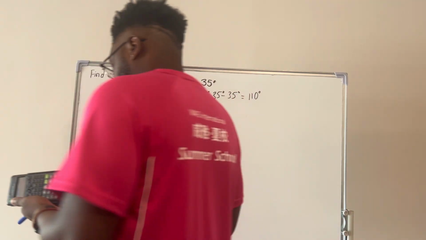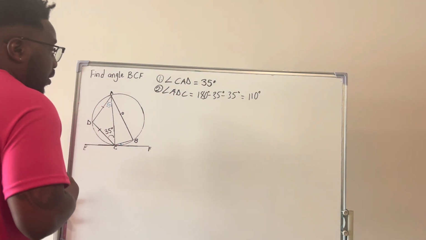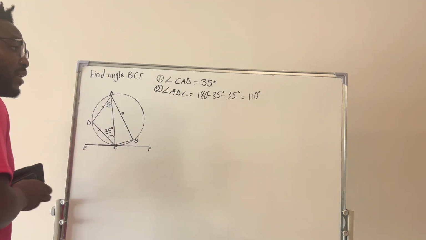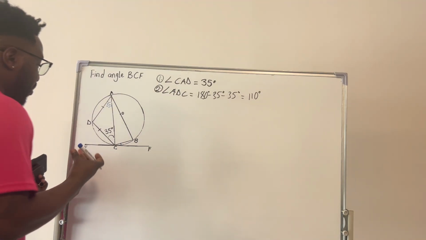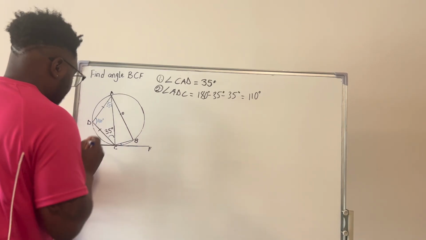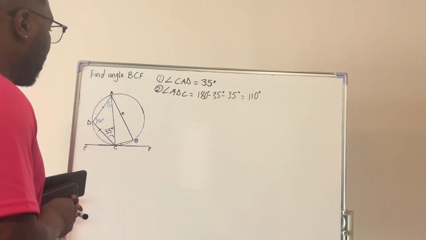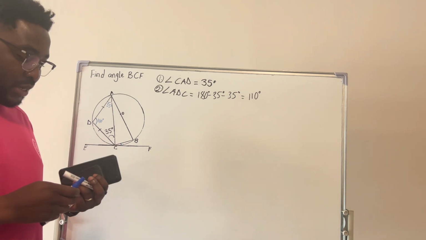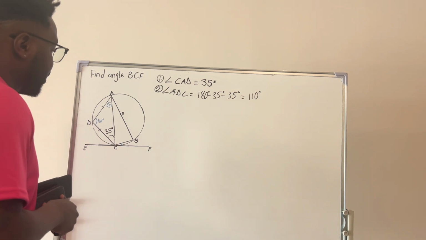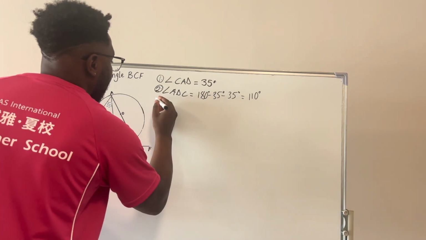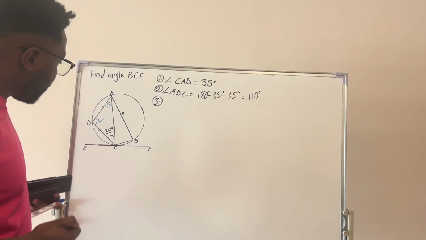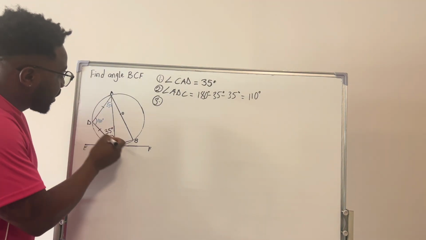110 degrees. Okay, so this angle ADC is 110. So I'll label it over here, 110. Okay, all right. So now, what will be our third step? Our third step now, let us try to look at the shape inside this circle.